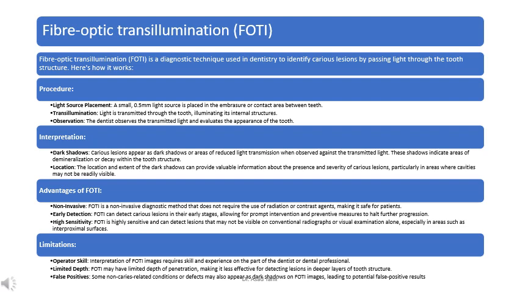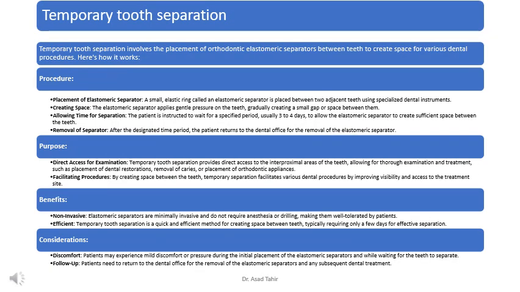potential false positive results. Temporary tooth separation involves the placement of orthodontic elastomeric separators between teeth to create space for various dental procedures. Here's how it works. Procedure. Placement of elastomeric separator. A small, elastic ring, called an elastomeric separator, is placed between two adjacent teeth using specialized dental instruments. Creating space. The elastomeric separator applies gentle pressure on the teeth, gradually creating a small gap or space between them.